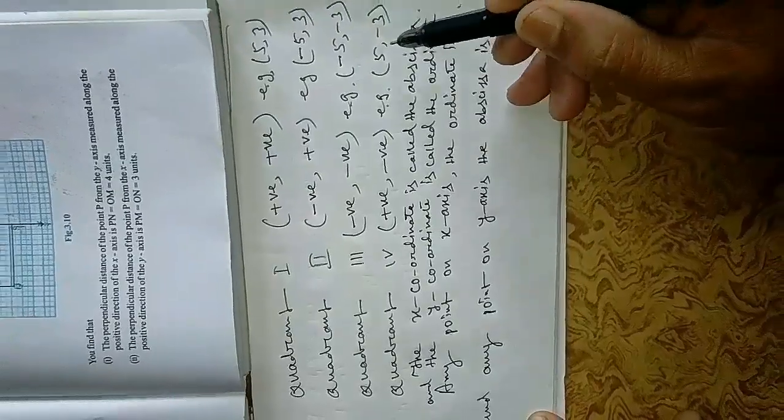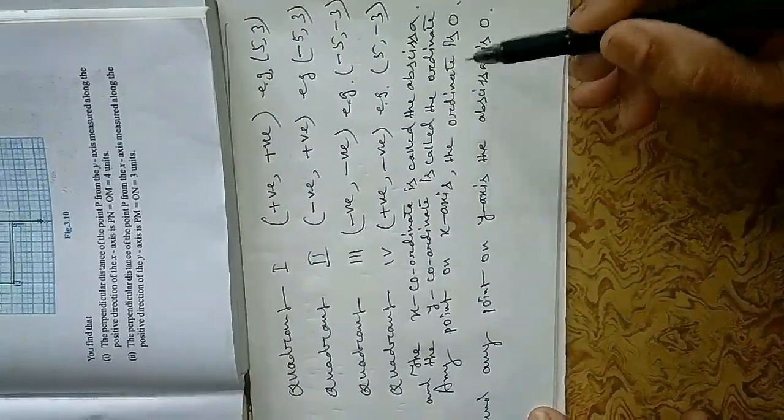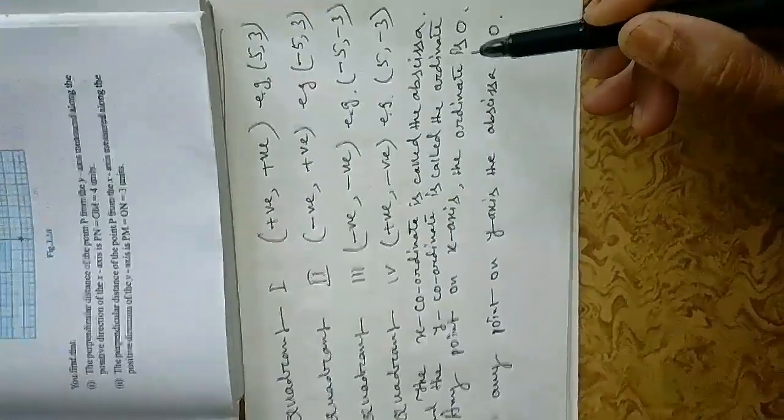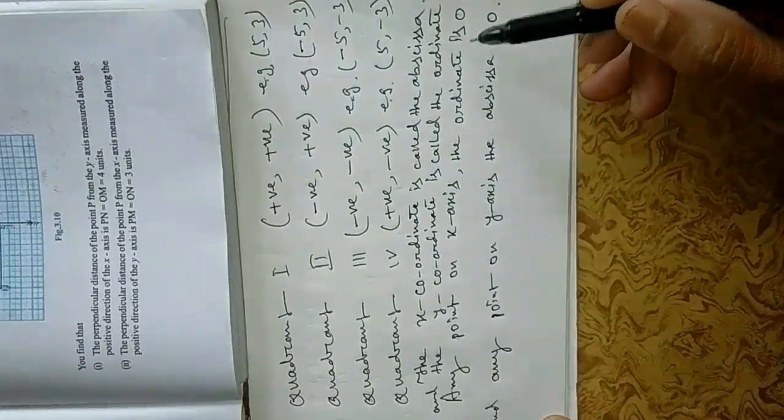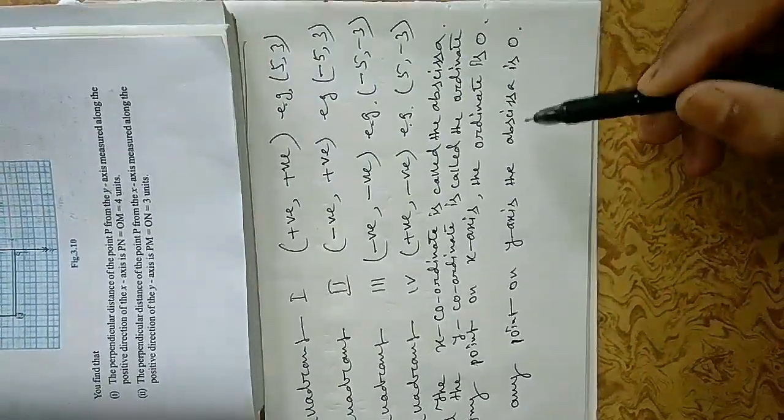Another point to remember: any point on the x-axis has ordinate 0. Ordinate 0 means on the x-axis the y value is 0. Ordinate means y value. And any point on the y-axis has abscissa 0. Abscissa means x value 0.